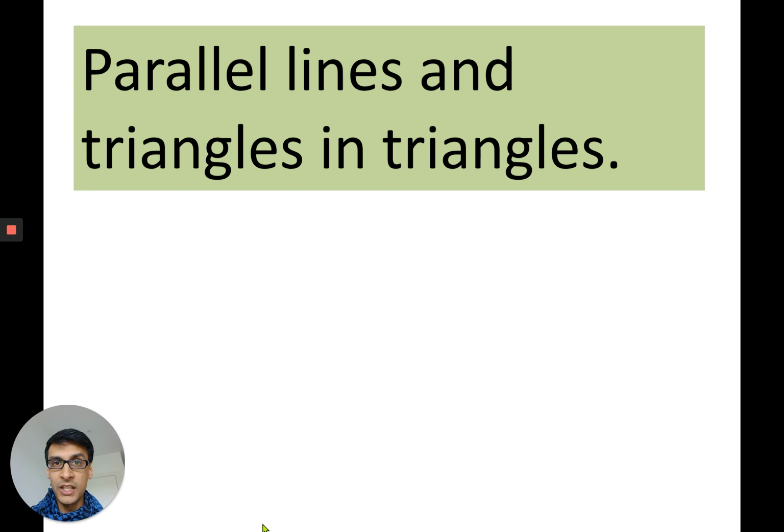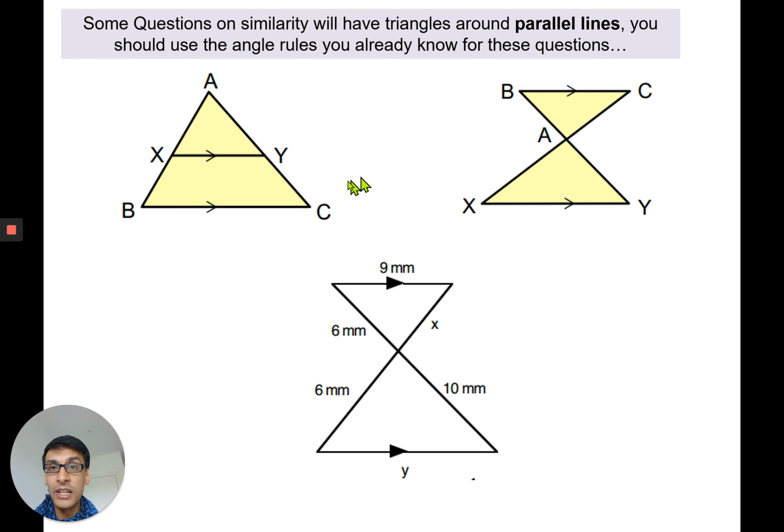Now, I said in the last video that we're going to do area and volume. I may have lied about that. There's a bit more to do, I realized, for this topic of similarity and length: parallel lines and triangles in triangles. So let's look at some examples here.